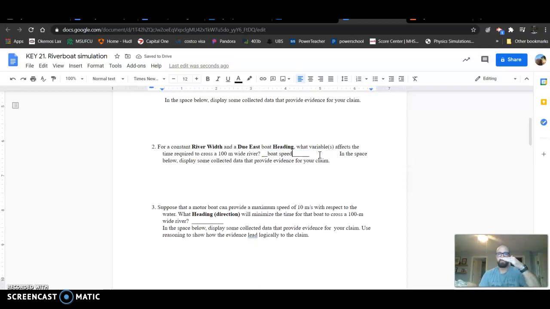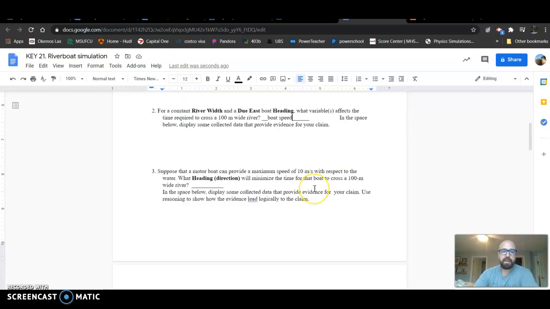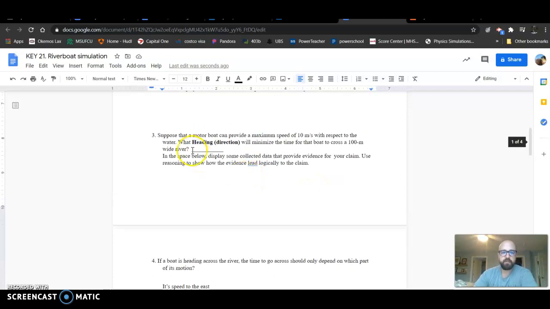And so when you're going due east, that's constant, so you're not going up at an angle or down at an angle. And so you would just go in and change the boat speed. You'd see that the faster the boat went, the less time it took to get across the river, and put some evidence in there for what you did. And then the last one here at the beginning said what heading will minimize the time for the boat to cross, and so what direction.